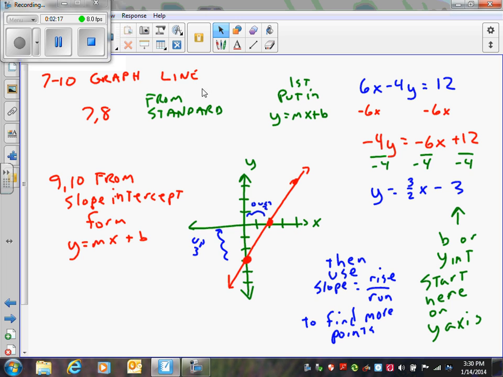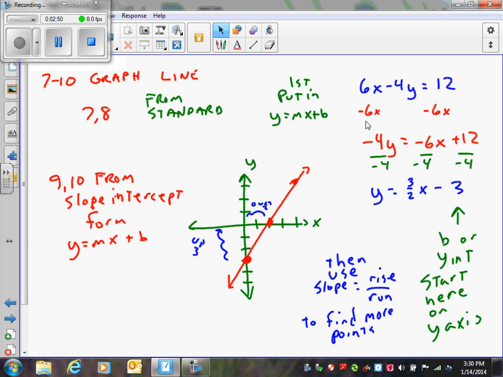7 through 10 ask you to graph the line. The graph will be on the test, so don't worry about that. 7 and 8 give you an equation in standard form. So the first thing you got to do is put it in slope-intercept form, y equals mx plus b. So you have an equation in standard form. The first thing you do is move the x term to the right side. You do the opposite. So I have 6x minus 4y equals 12.